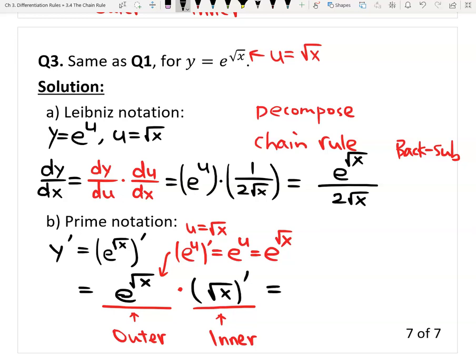Okay, so now the answer is exactly the same. Why? Because the derivative of the square root of x is 1 over 2 square root of x. Okay, and 1 times e raised to the square root of x is e raised to the square root of x. Can you see? Are these two answers the same? Yeah, definitely, right? Definitely they are the same.